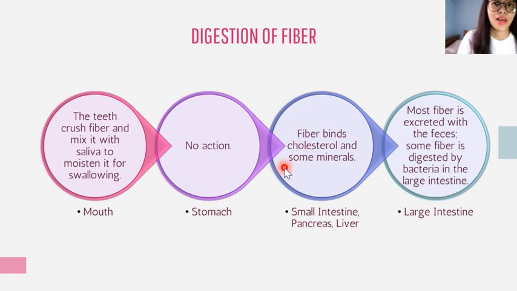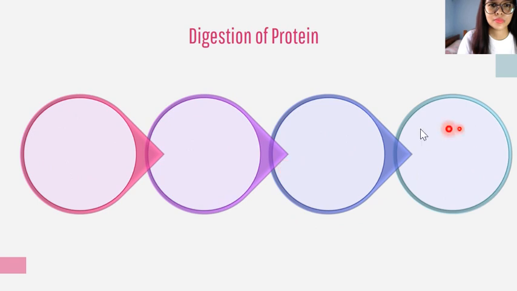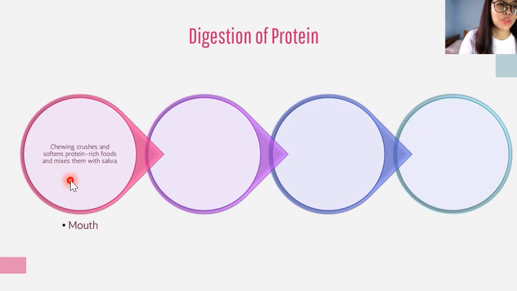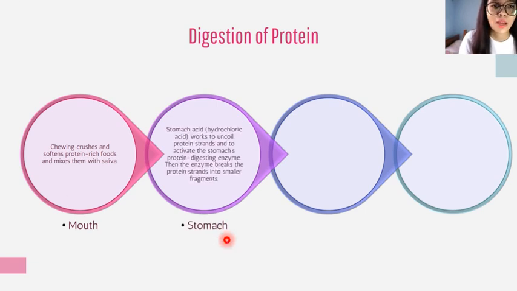Let's now proceed with the digestion of your protein. In the mouth, chewing crushes and softens protein-rich foods and mixes them with saliva. And then in your stomach, stomach acid works to uncoil protein strands to activate the stomach's digesting enzyme. Then the enzyme breaks the protein strands into smaller fragments.